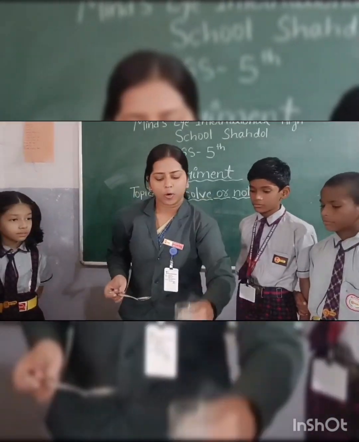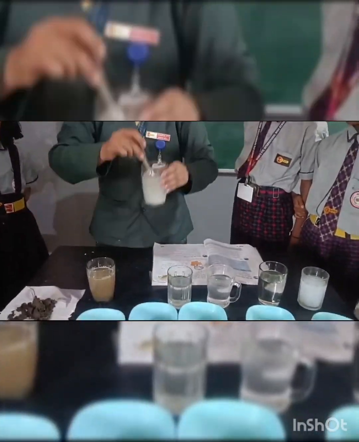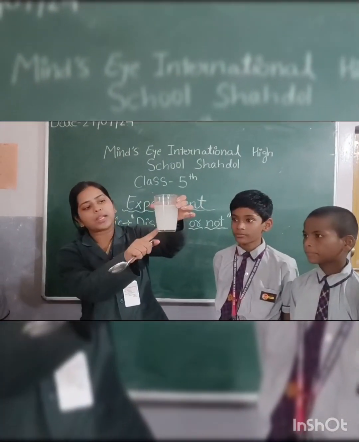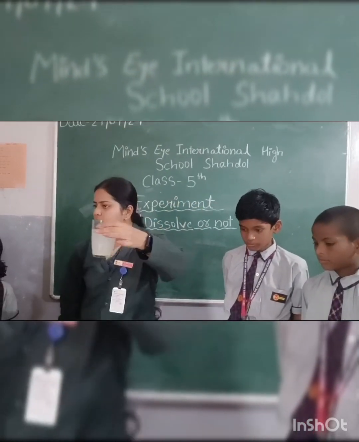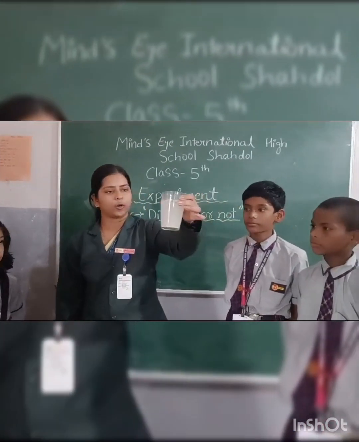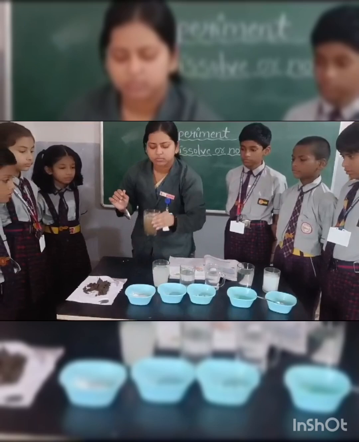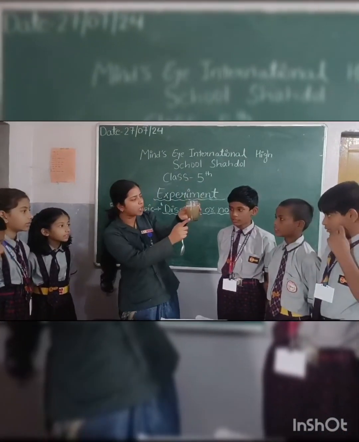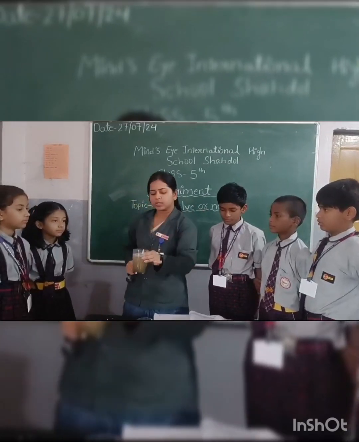Dissolved or not? Okay. Now, chalk powder. Could you see the chalk powder dissolving? Is it dissolved or not? No, not dissolved. The particles are here. It is present on the bottom. So it is not dissolved. You all can see it, right? Okay. Then, what about soil? It is also not dissolved. It settled down at the bottom of the glass. Is it settled down or not? You can clearly see it. It is also not dissolved.